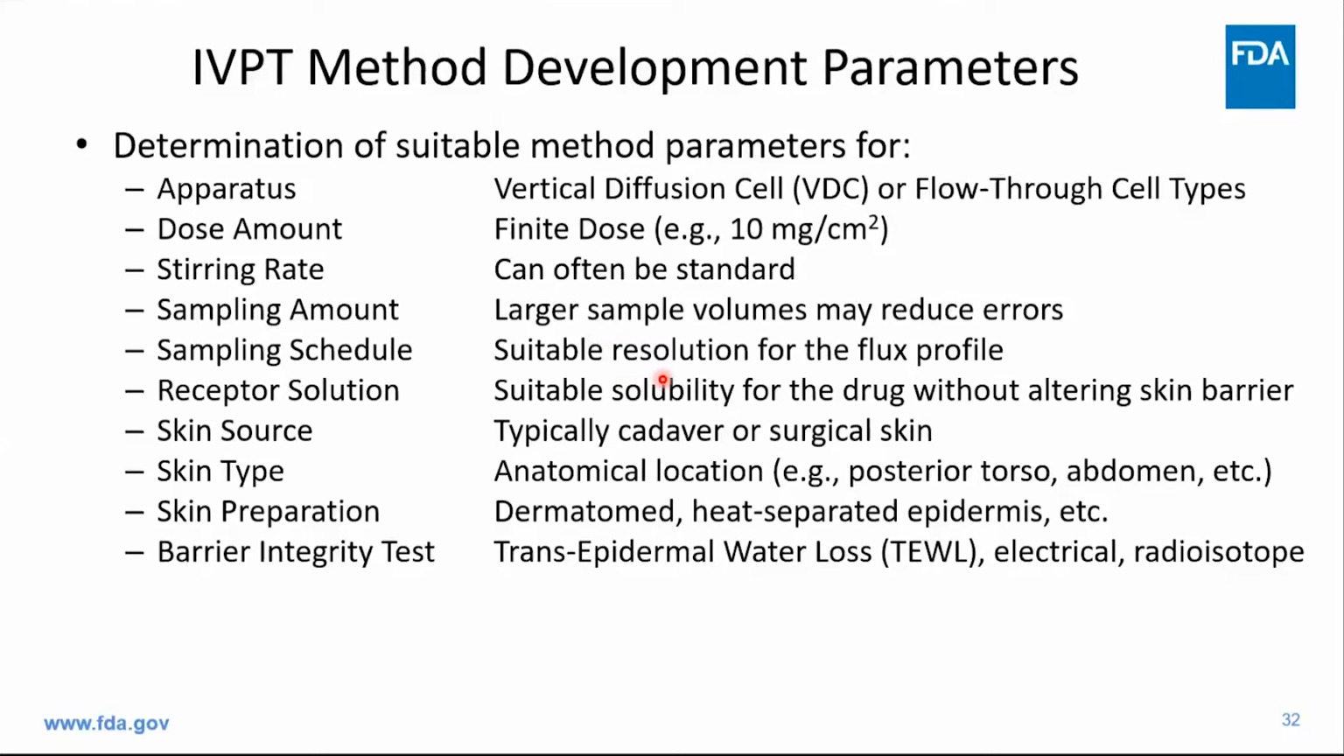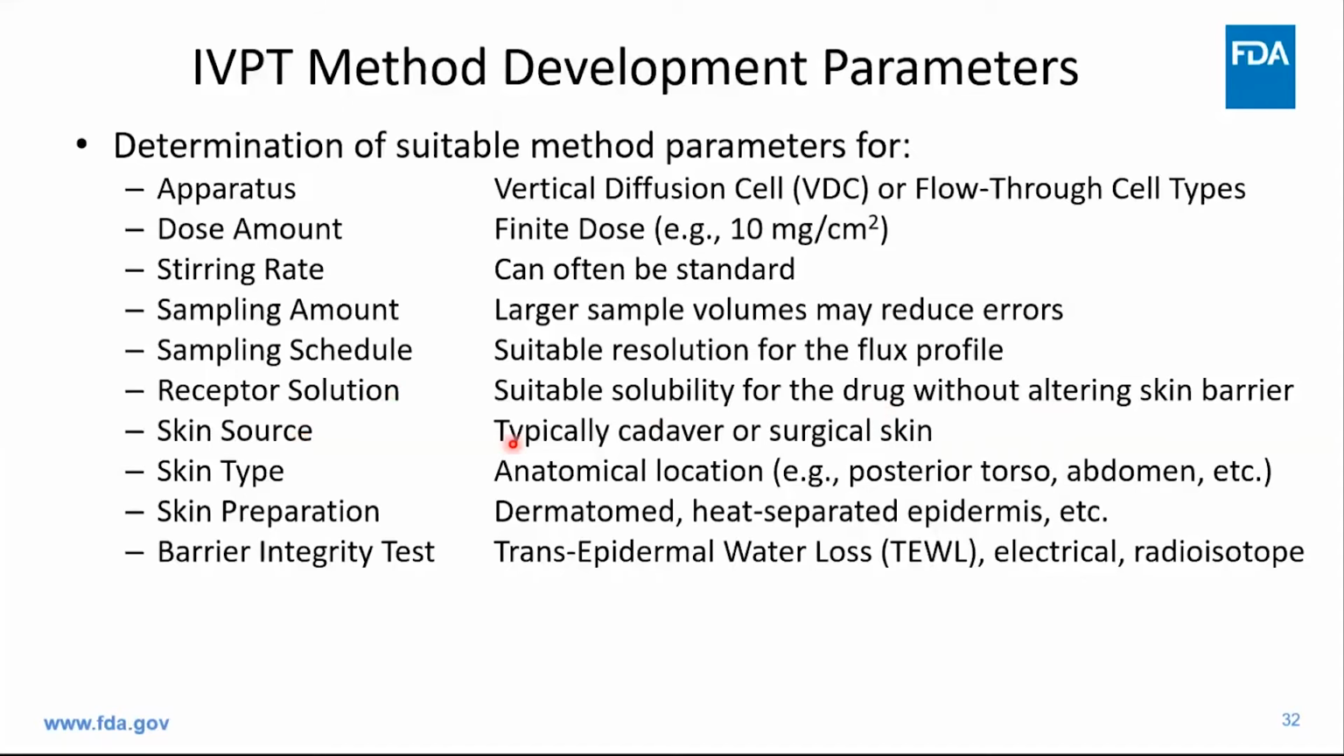In terms of the sampling schedule, what you want to think about is a sampling resolution for the flux profile that allows you to well resolve it, and that the receptor solution should have suitable solubility for the drug without altering the skin barrier. Many topical drugs are hydrophobic. And so to solubilize them in a physiological buffer may require using solubilizers. But if you use organic solvents, those organic solvents can permeate up through the skin and alter the skin barrier. And then that violates the principle of the test.